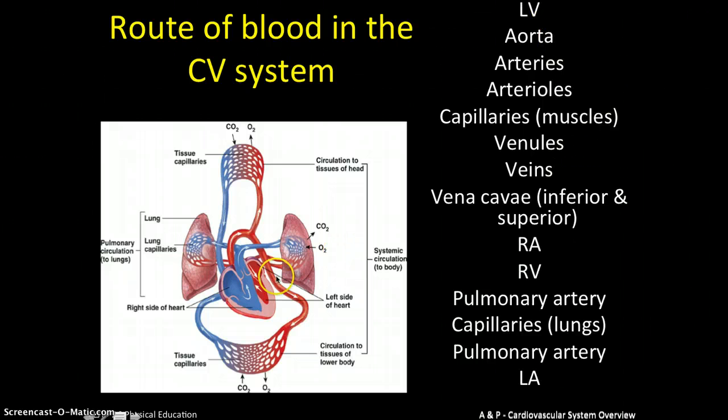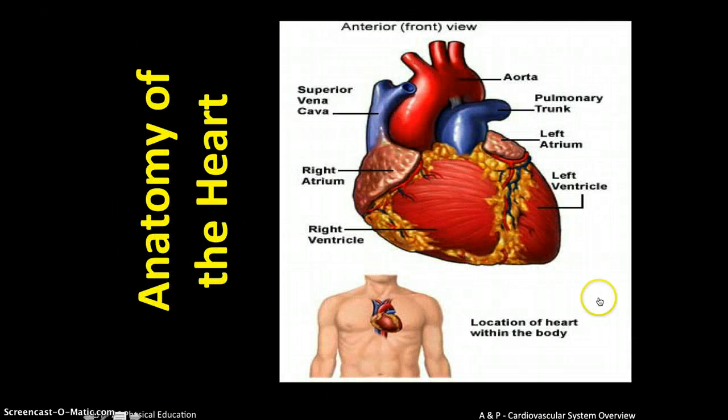So here's a description of blood basically from the left ventricle out the aorta, through the arteries, arterioles, capillaries, venules, veins, back into the right atrium, right ventricle, up through the pulmonary artery to the lungs. So again, make sure you can describe that, the route of blood through the cardiovascular system. So let's look more specifically at the heart.